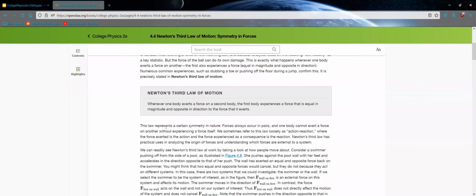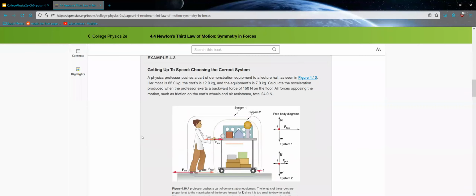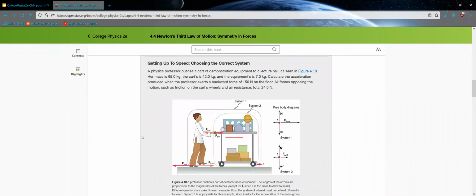So let's do an example here, 4.4. Here we go. A physics professor pushes a cart of demonstration equipment to a lecture hall, as seen in this wonderful image below. Her mass is 65 kilograms, the cart's is 12 kilograms, and the equipment's mass is 7 kilograms. Calculate the acceleration produced when the professor exerts a backward force of 150 newtons on the floor. All forces opposing the motion, such as friction, air resistance, and everything, total 24 newtons.